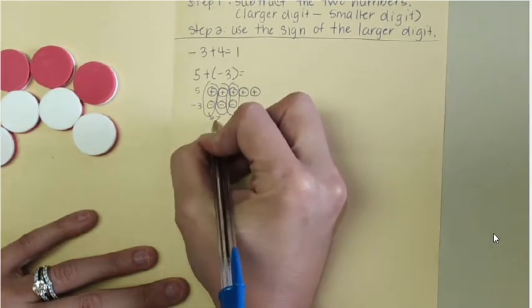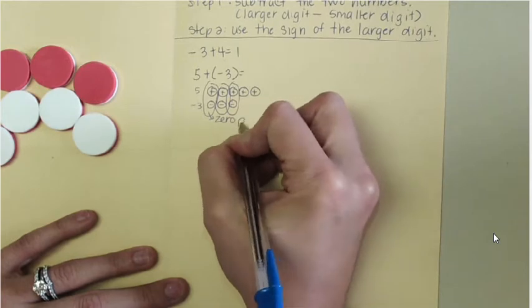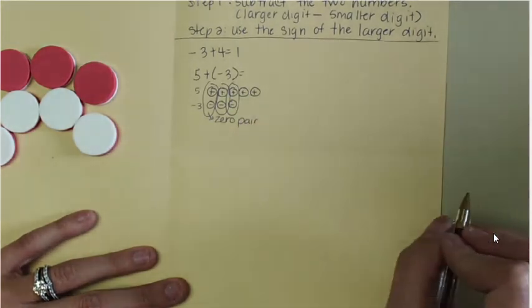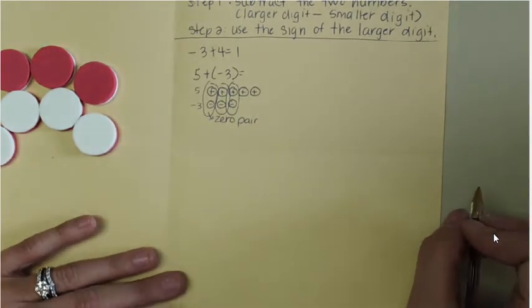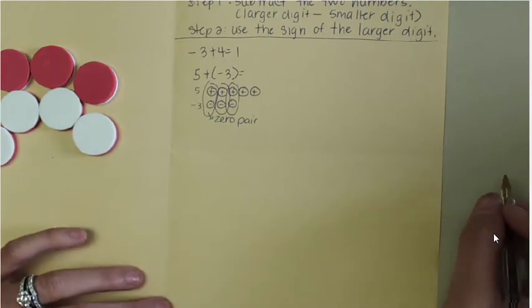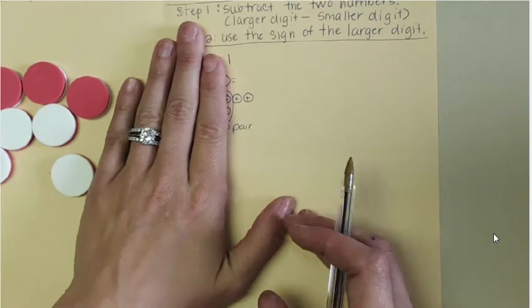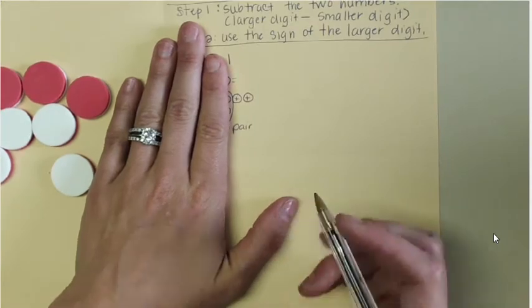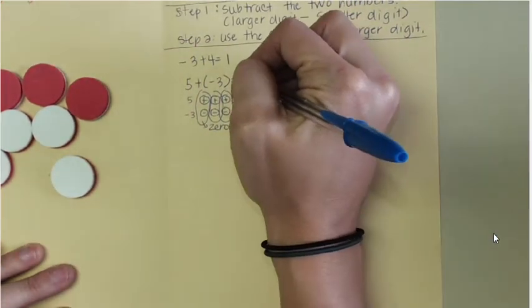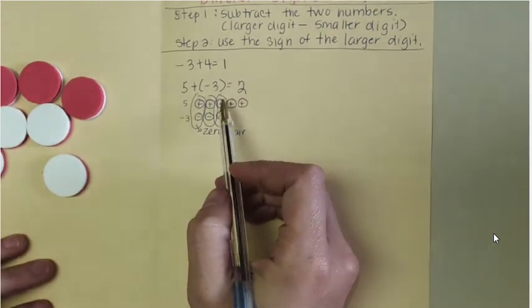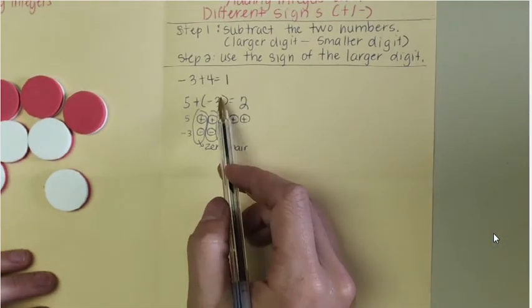And I want you to come over here and write zero pair so you have a visual reminder. This will also be in your classroom on your word wall to remind you what a zero pair is. So what that means is all of these can be ignored, and what are you left with? You're left with 2 positive. So positive 2.